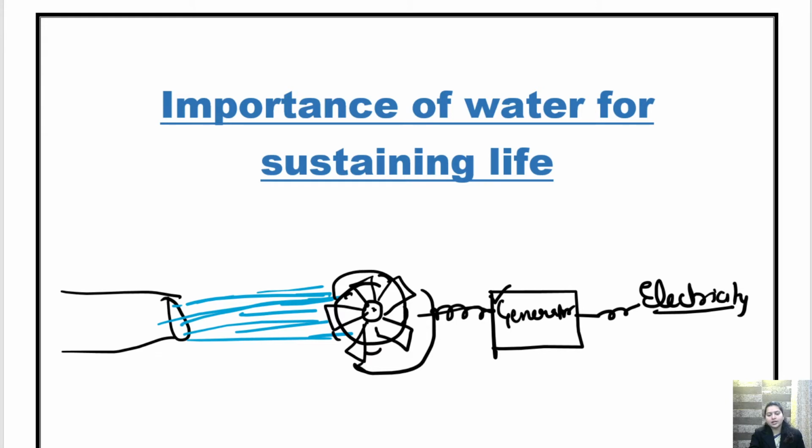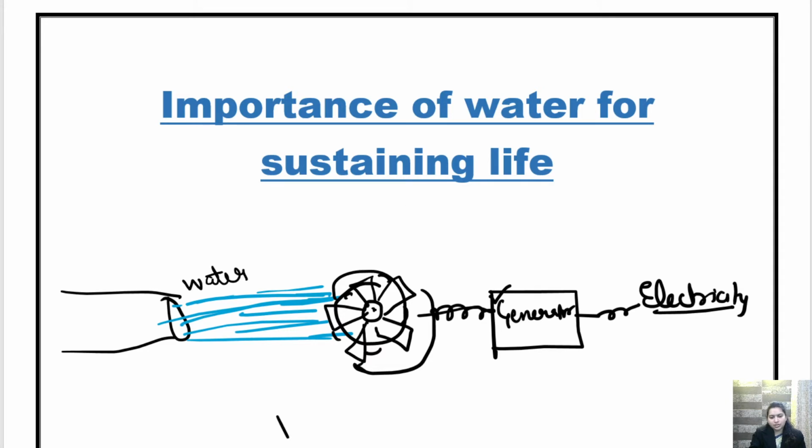So nowadays it is also one of the feasible methods, because we cannot use coal all the time. Coal is a fossil fuel and it will become extinct one day. So we cannot use coal all the time. So this is the alternative method to generate electricity with the help of water.